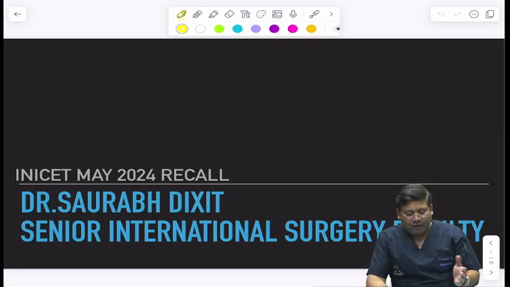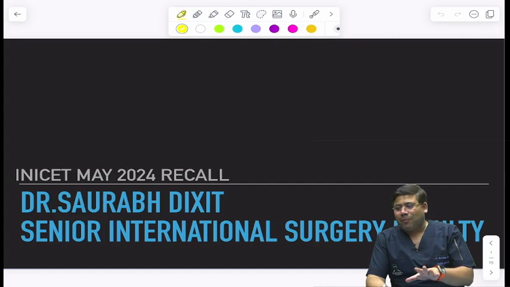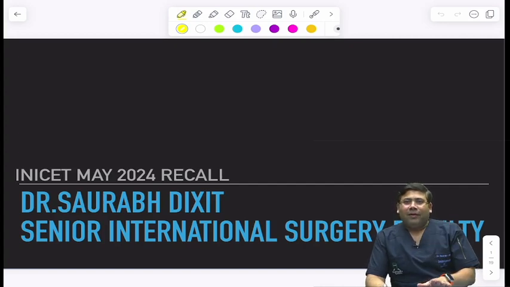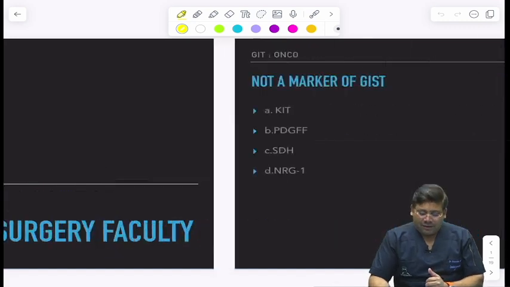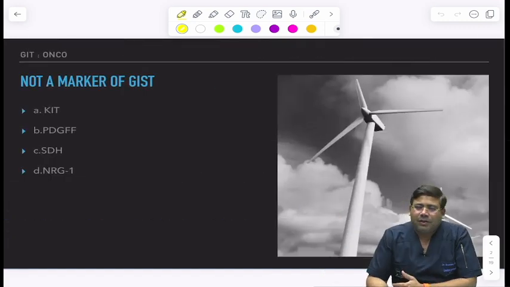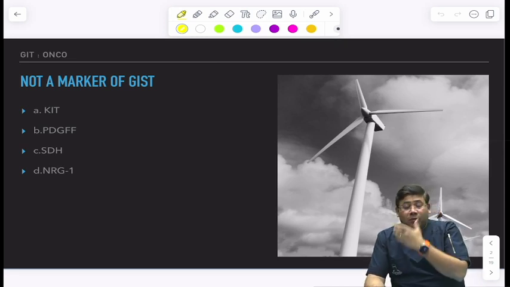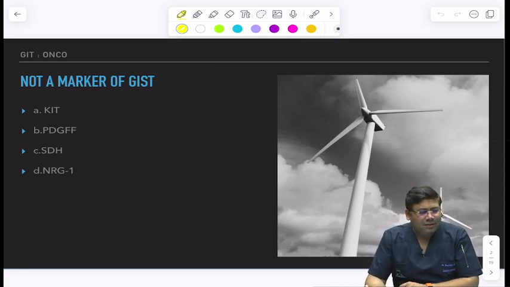If you have given INI-CET, it's already passed, so don't panic about it. If you have done well, it's good. Otherwise, just take it as a practice test. This time we had questions from GIT, thyroid, breast and urology. General surgery, yes, trauma was there, but not too many questions, unlike the standard.